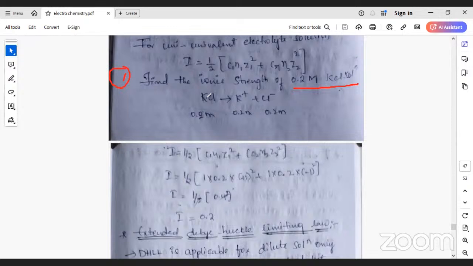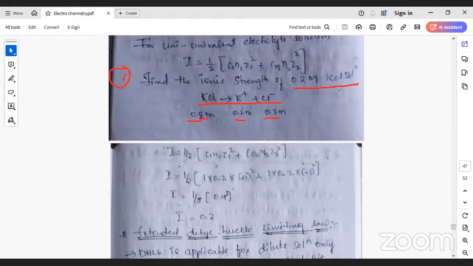From the given data, KCl dissociates into K plus and Cl minus. The concentration of KCl is the same as the concentration of the ions, right? The concentrations of the ions are also the same as that of KCl. So that means 0.2, 0.2.